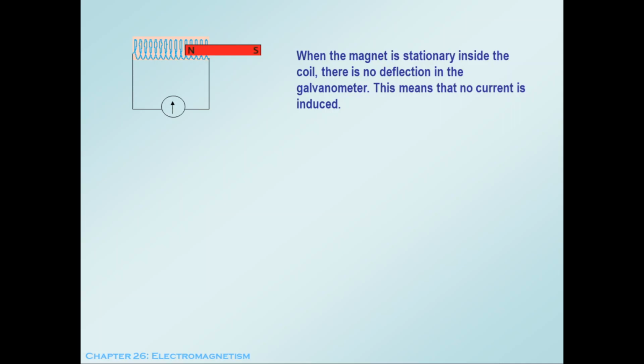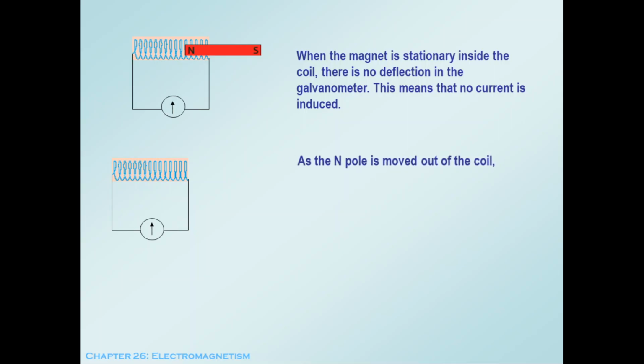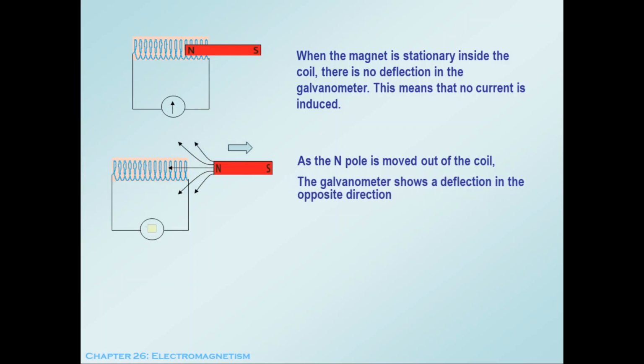Something to note is that when the magnet is stationary inside the coil, there will be no deflection in the galvanometer. In other words, no current is flowing. There is no induced current. When we take the North Pole and move it out of the coil in the opposite direction, the galvanometer will show a deflection the opposite way. What we can deduce is that the current is induced in the opposite direction.